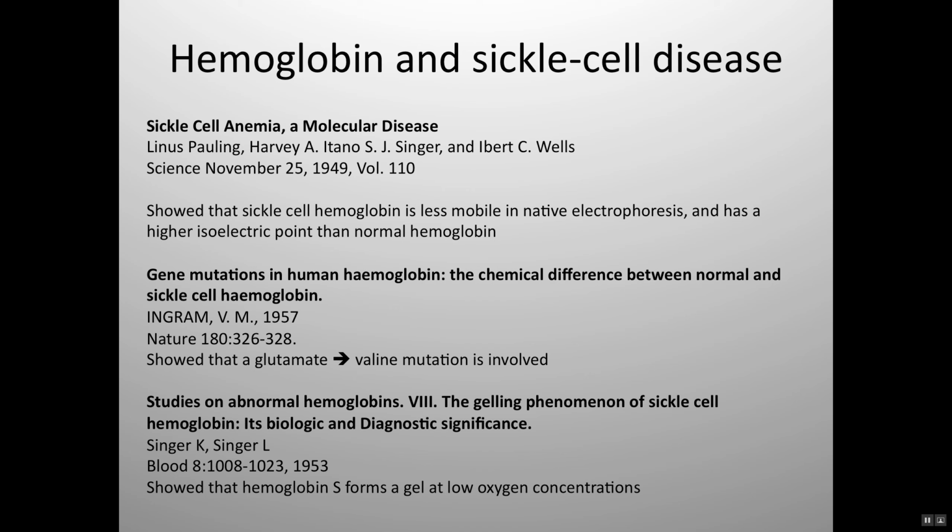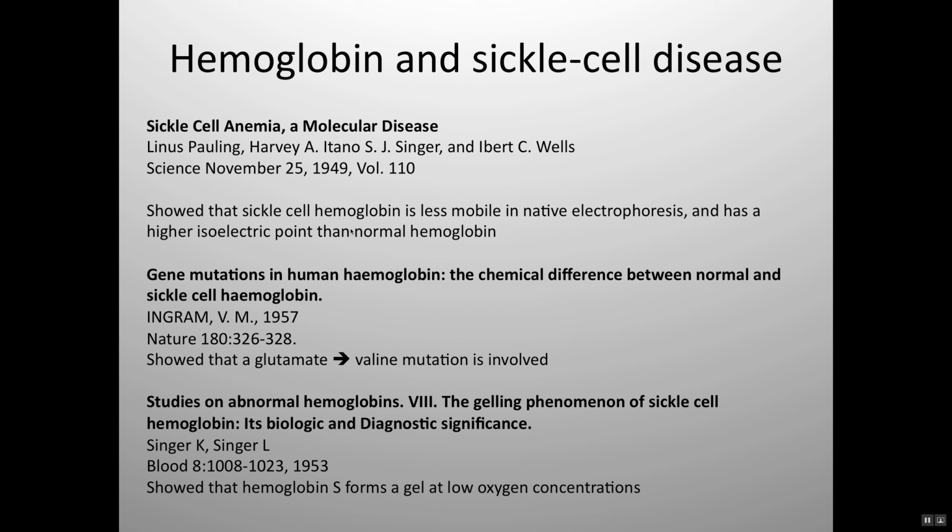Now, hemoglobin was also the first molecular disease that was characterized. This was actually characterized by Linus Pauling back in 1949, and then the whole thing was nailed down completely in 1957. He was the first one to show that sickle cell disease is a molecular disease caused by mutations in human hemoglobin.